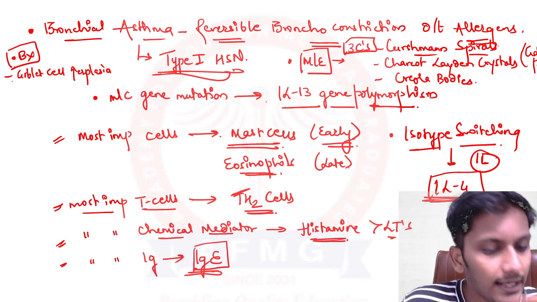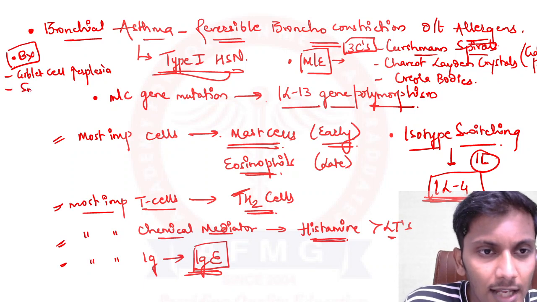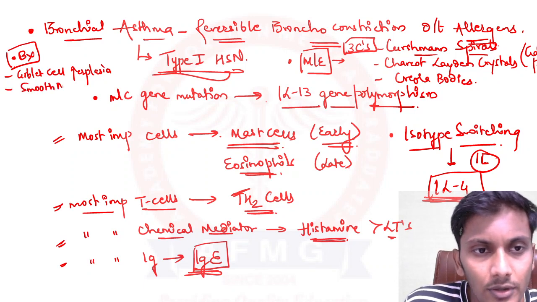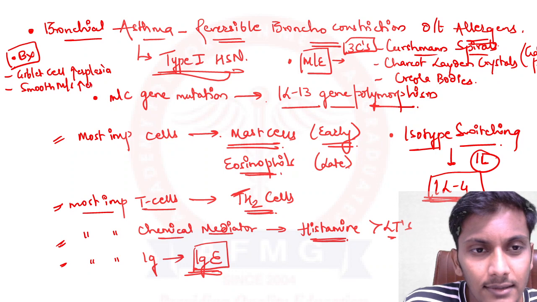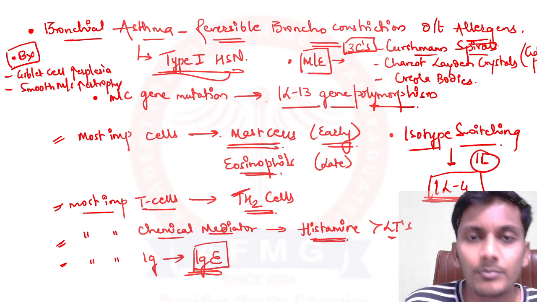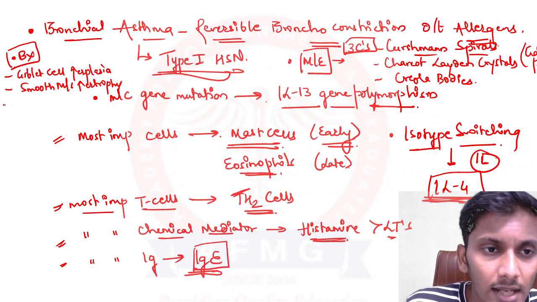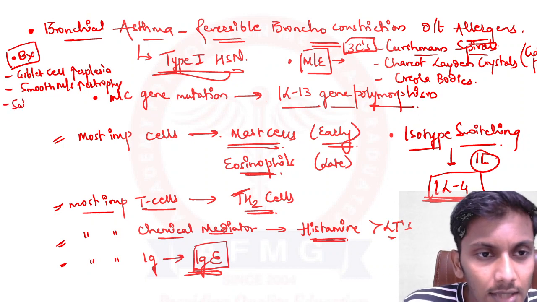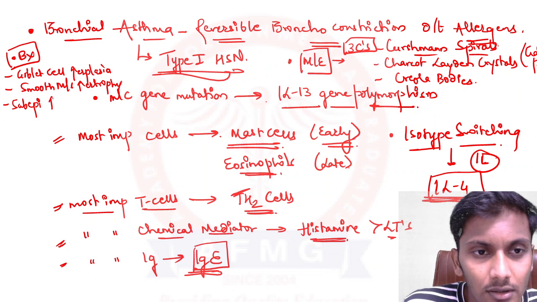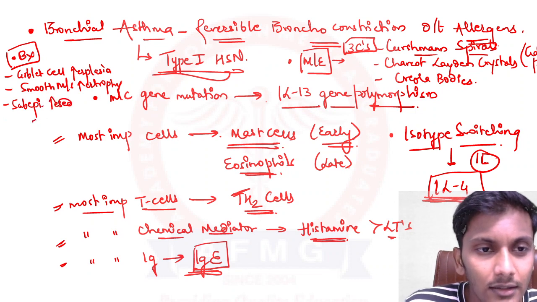The second feature that you would see is smooth muscle hypertrophy. Again, this is also responsible for obstruction. As this hypertrophied smooth muscle undergoes bronchospasm, there is more respiratory distress. And the third feature is subepithelial increased collagen.